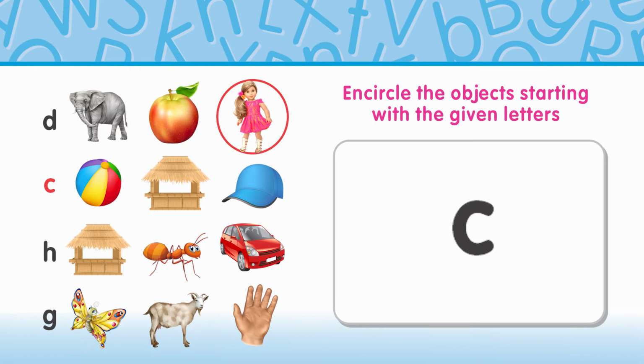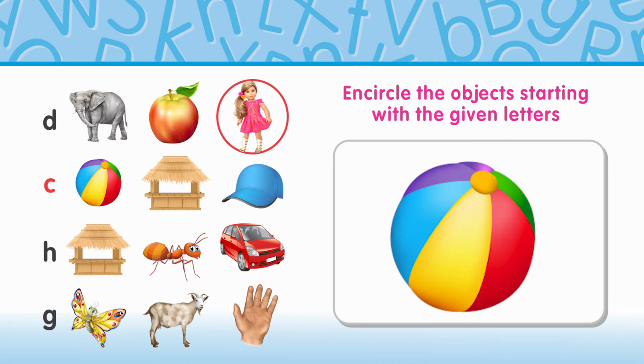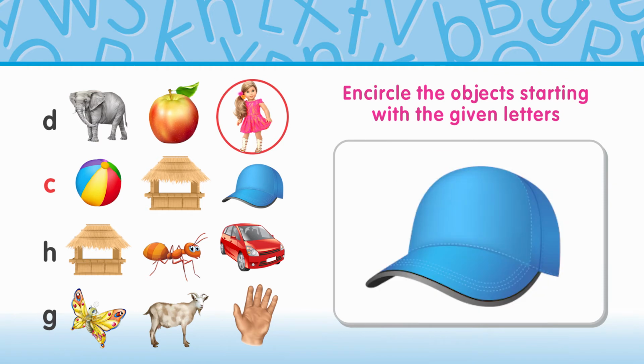C stands for cap. Now we search the picture of a cap in the row. Ball, hut, cap. Yes, this is the picture of a cap. So we encircle the picture of a cap.